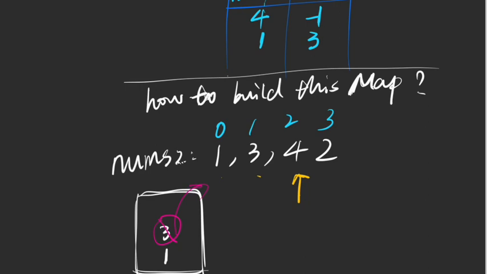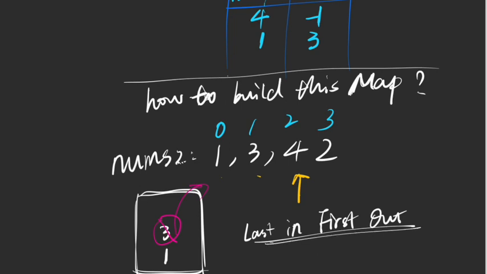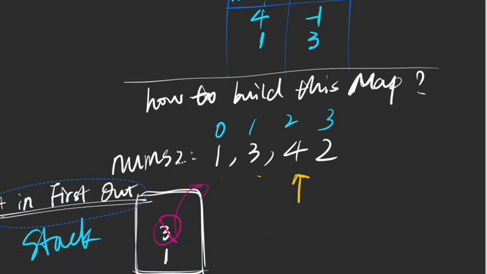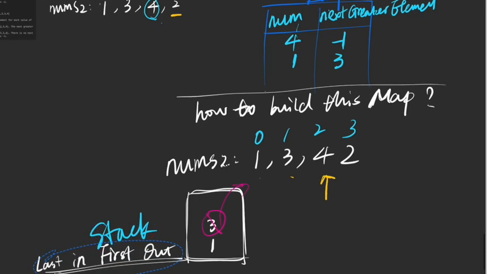So this is the kind of last in, first out, because if I finish my job I can leave first. What is this kind of data structure? It is the stack, right? Stack: last in, first out.